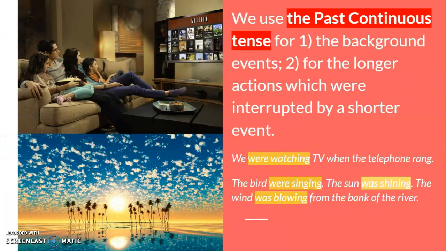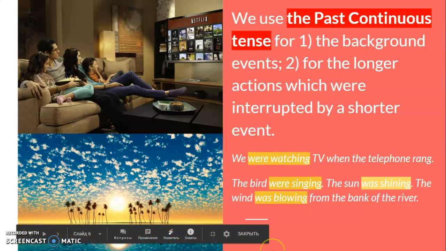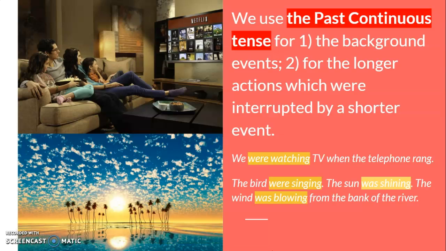We use the past continuous tense for the background events, for the longer actions which were interrupted by a shorter event. We were watching TV when the telephone rang, so this event interrupted the previous one when we were watching TV. The bird was singing, the sun was shining, the wind was blowing from the bank of the river. So these are all the background events.